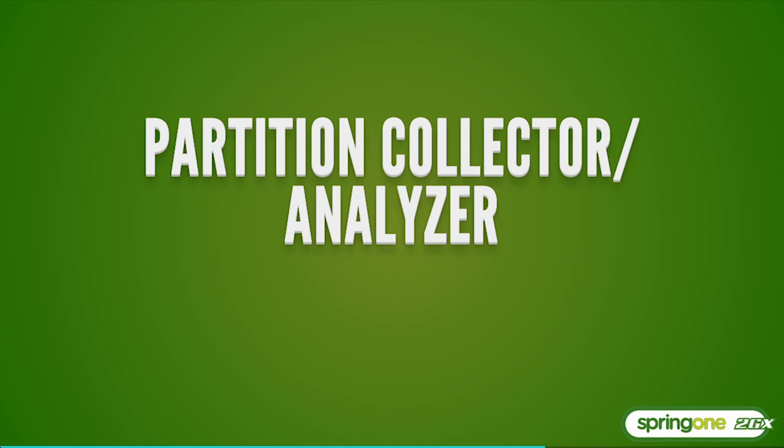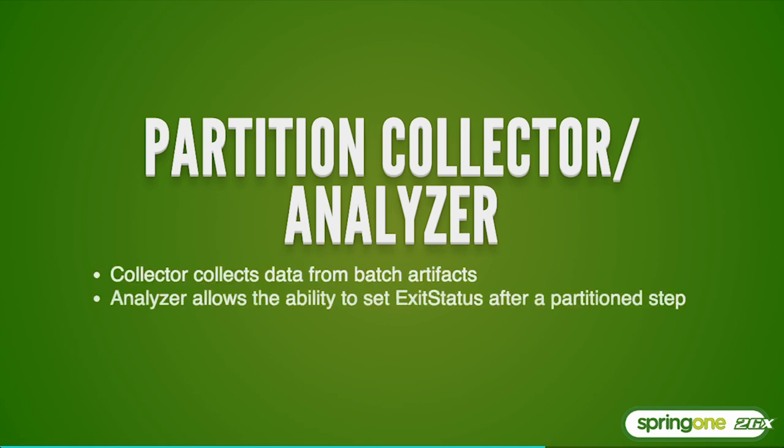The other things they introduced were a partition collector and analyzer. The idea here is that the collector is a common way for batch artifacts to communicate back to a central place that can have an impact on the outcome of the step. So the partition analyzer would receive control at the end of all the partitions and basically be able to set the exit status. Again, it's just like a listener, or a step listener. Collector, like I said, collects data from batch artifacts. The analyzer allows the ability to set the exit status. One collector per partition, a single analyzer per step. Does that make sense?